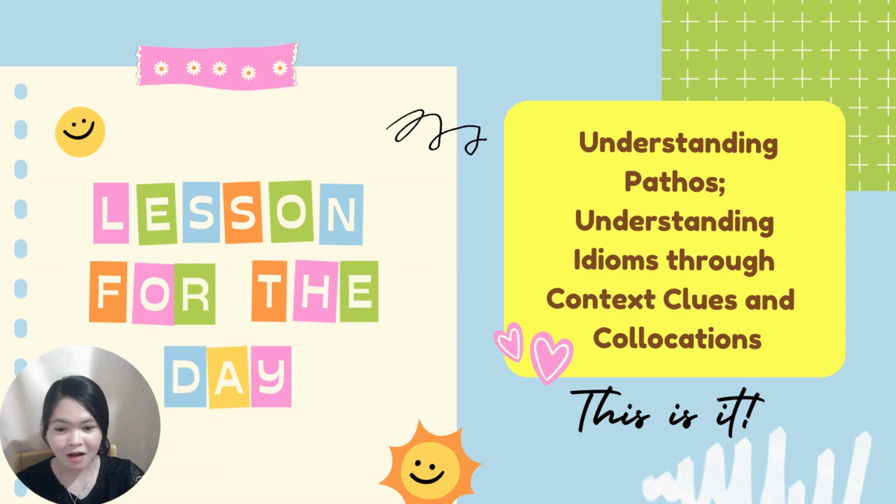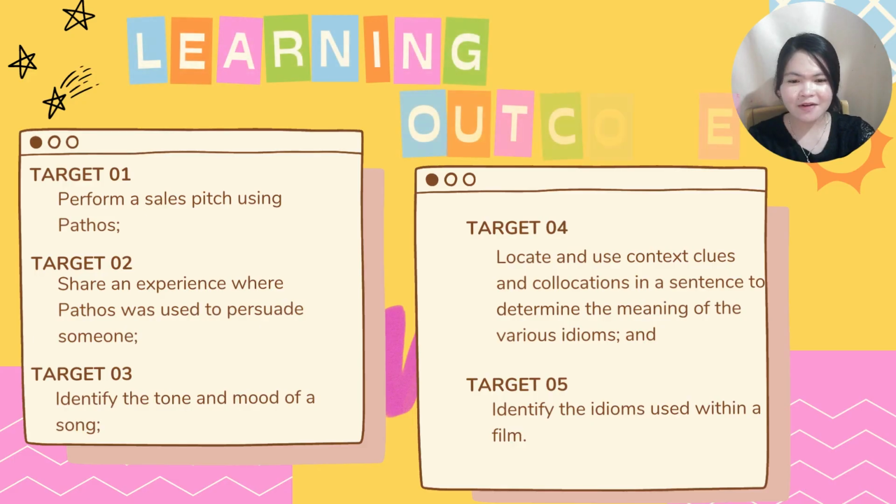But wait, before we get into the lesson, let me introduce to you what will be our target objectives at the end of the lesson. Here are our learning objectives or learning outcomes, and these are target things that need to be met after all of the lesson has been discussed. Target 1, perform a sales pitch using pathos. Target 2, share an experience where pathos was used to persuade someone. Target 3, identify the tone and mood of a song. Target 4, locate and use context clues and collocations in a sentence to determine the meaning of the various idioms, not just determine, but also understand. And last but not least, target 5, identify the idioms used within a film.